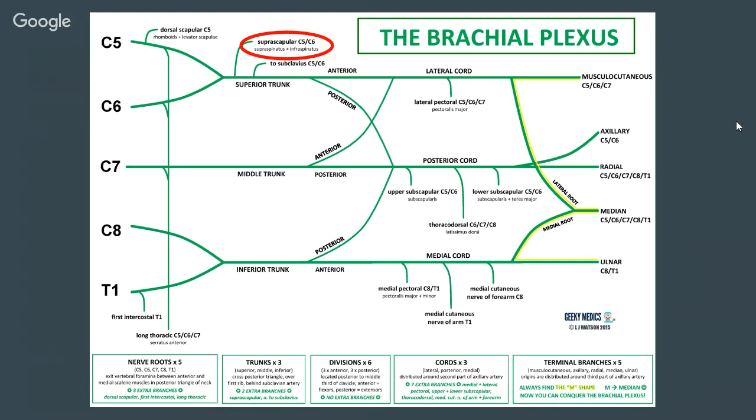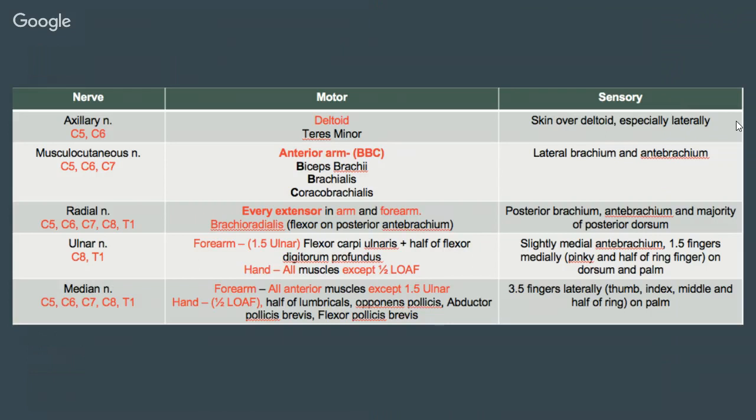I'd recommend trying to get down all the major cords, divisions, and terminal branches first, and then work on some of the smaller nerves if you do have the time. But work on the stuff that's actually high yield. And here's just a table that kind of summarizes some of the nerves as well as what they innervate.